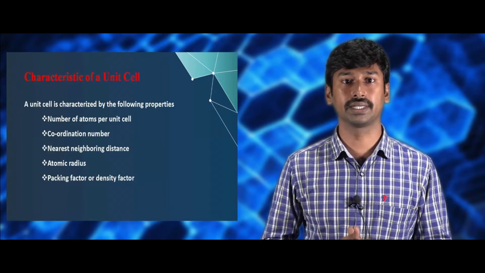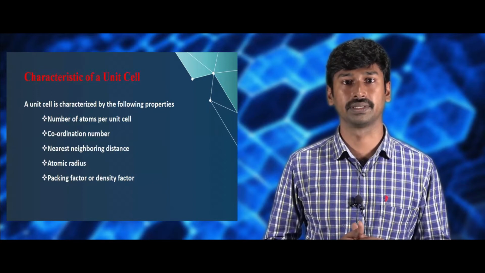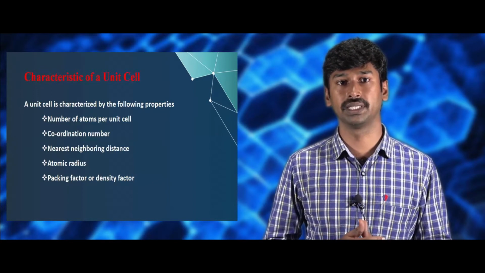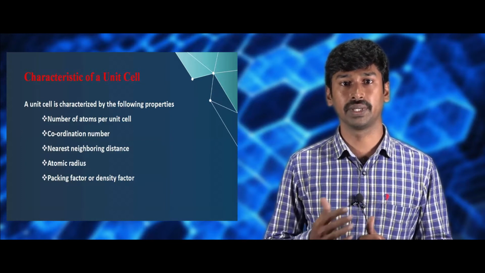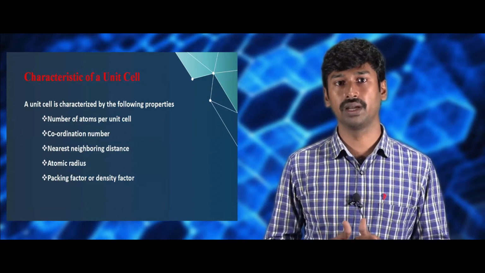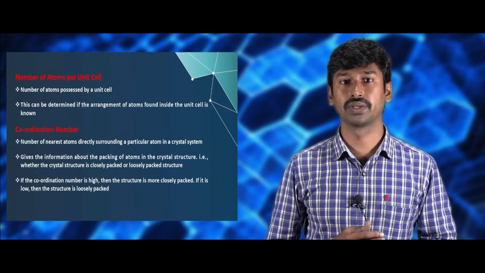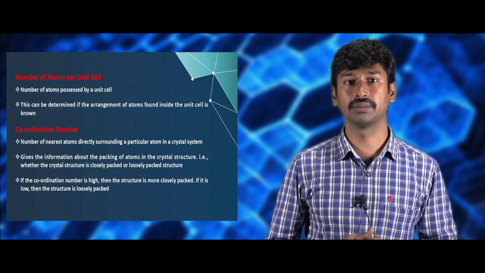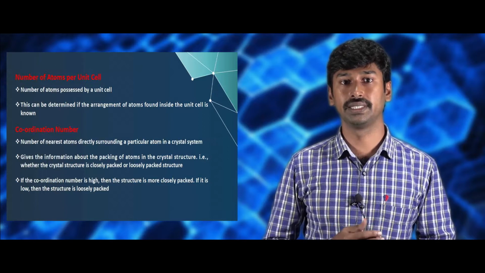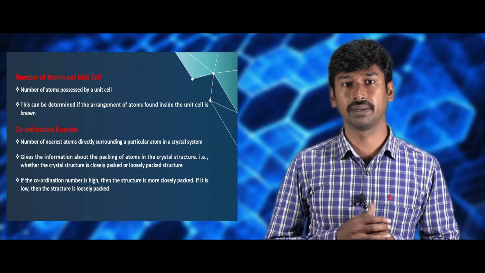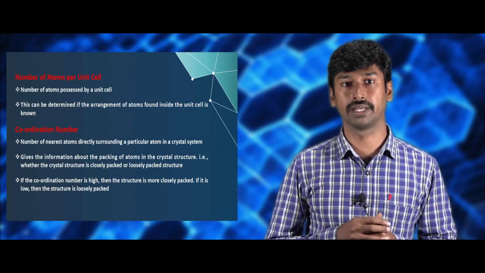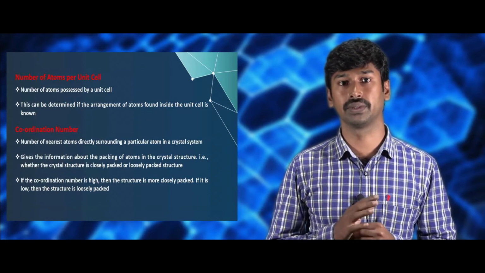The unit cells are characterized by the following properties: number of atoms per unit cell, coordination number, nearest neighboring distance, atomic radius, packing factor or density factor. Now we are going to see the number of atoms per unit cell. It is the number of atoms possessed by the unit cell. This can be determined if the arrangement of atoms found inside the unit cell is known.